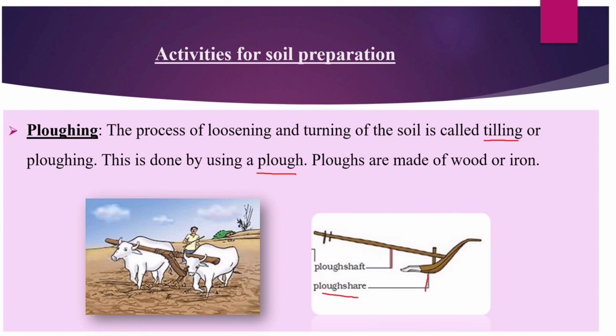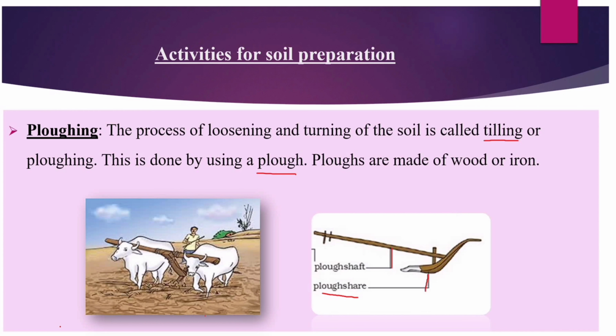Since only a few centimeters of the top layer of soil supports plant growth, turning and loosening of soil brings the nutrient-rich soil to the top so that plants can use these nutrients. Thus, turning and loosening of soil is very important for cultivation of crops.